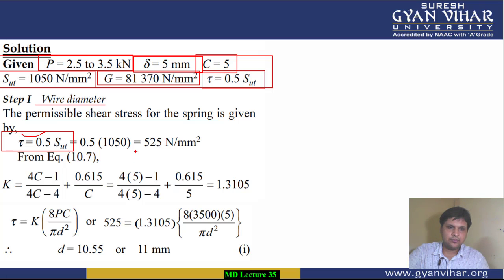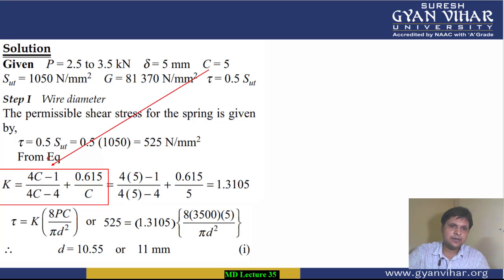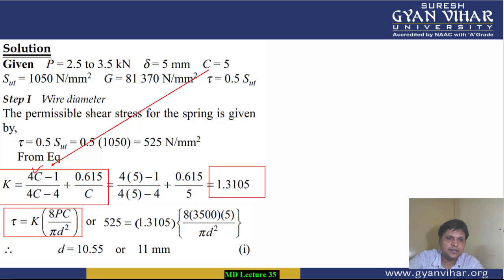So using this particular formula, we can calculate the first important value, that is the permissible shear stress value. Now using this value, we can calculate the wall factor. Wall factor relation we already know. How will we calculate it? Only the spring index value we need, and the spring index value is given to us here. So using this value in the formula of wall factor, we can calculate the wall factor. It is 1.3105.